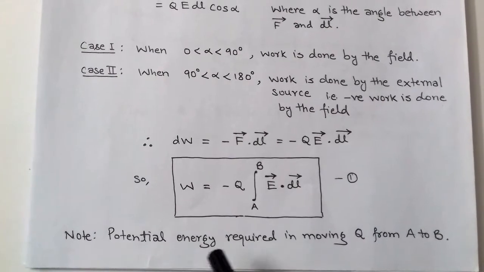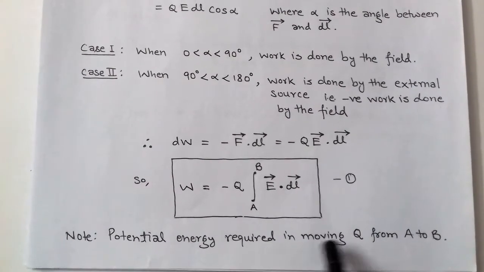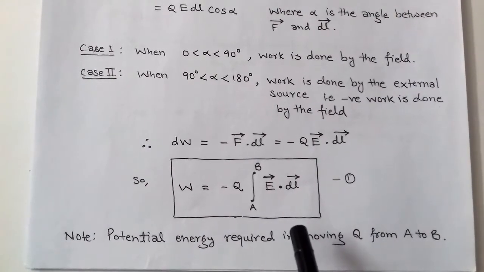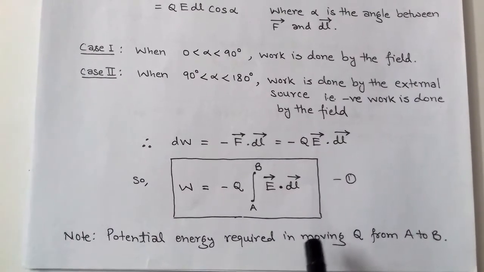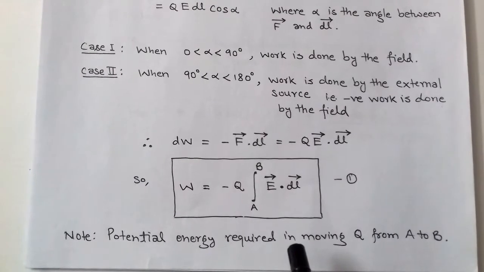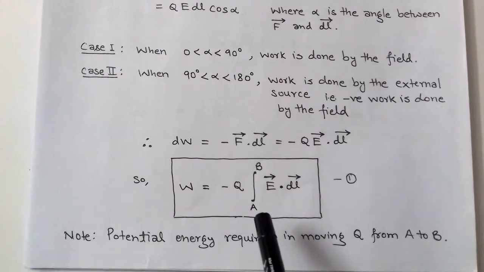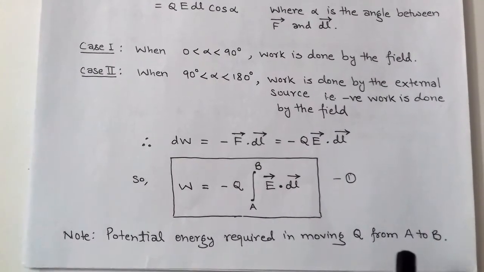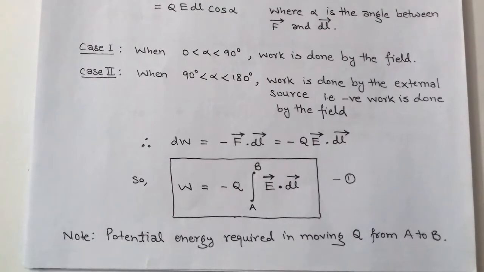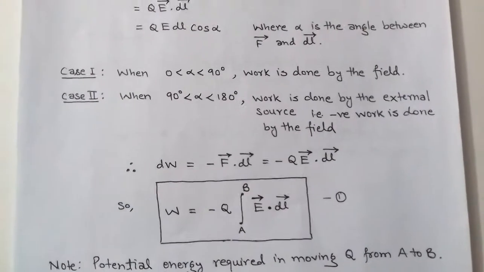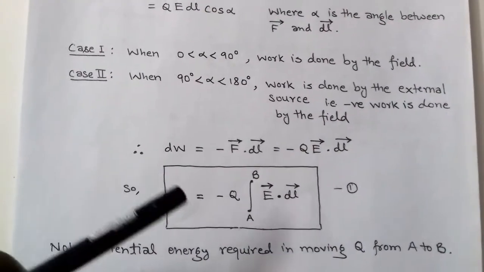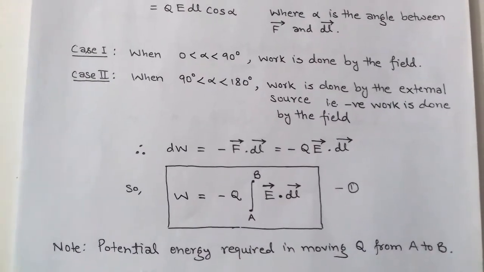The potential energy is required in moving Q from A to B, meaning there is some potential energy which is required to move charge Q from point A to B against the field, that is, negative work is done by the field.